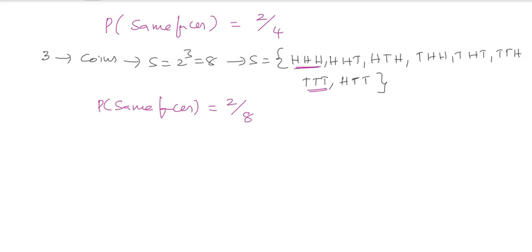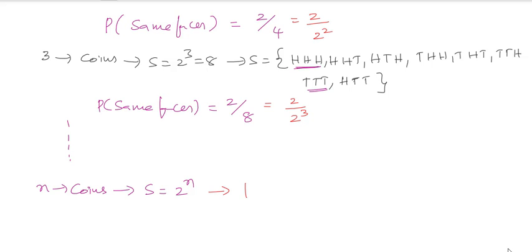Suppose if I asked you about n coins, the sample space is nothing but 2 power n. In that case also I want to calculate the probability of getting same faces, so I want to generalize this. If you observe here, I can represent this as 2 squared, because 2 times I tossed. Similarly for 3 coins I can represent it as 2 power 3.